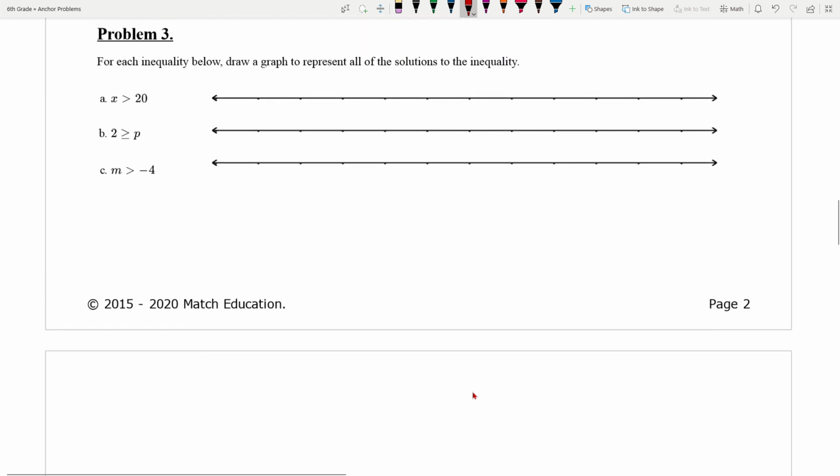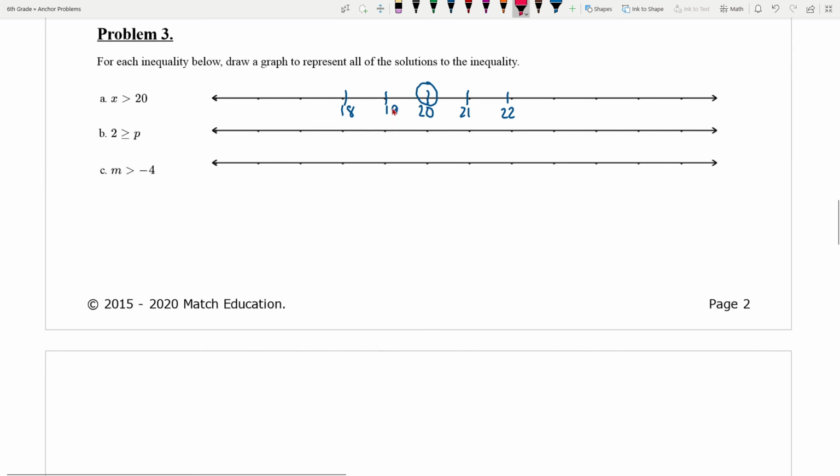Problem 3, for each inequality below, draw a graph to represent all the solutions of the inequality. X is greater than 20. Well, if I put 20 on the number line, we'll put this right here. We think about some values that are bigger, 21 and 22. Think about some values that are smaller, 19 and 18, and you do not need to complete this entire number line. If we put an open circle at 20, let's test these values.